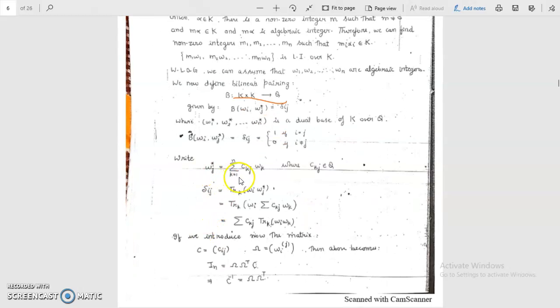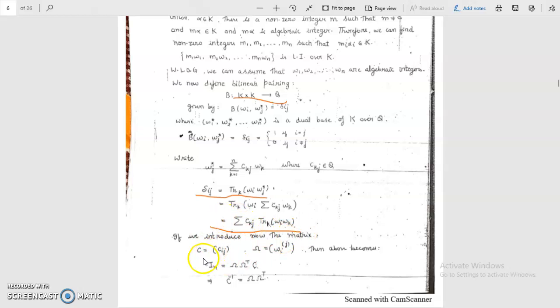Now ωj* can be written as sigma ckj ωk, where ckj belongs to Q. Now delta ij can be written as trace K of ωi ωj*. Now ωj* is sigma ckj ωk. So here sigma comes out and this is the constant, so it comes out, so trace K of ωi ωk.